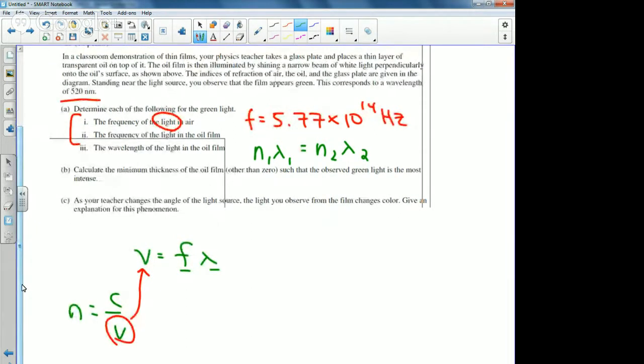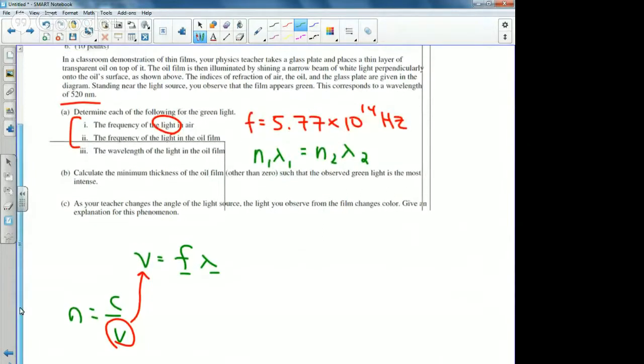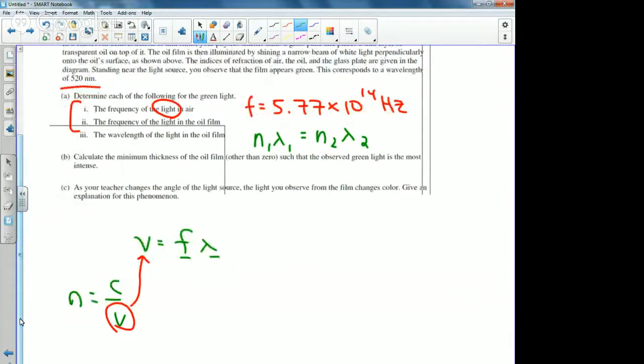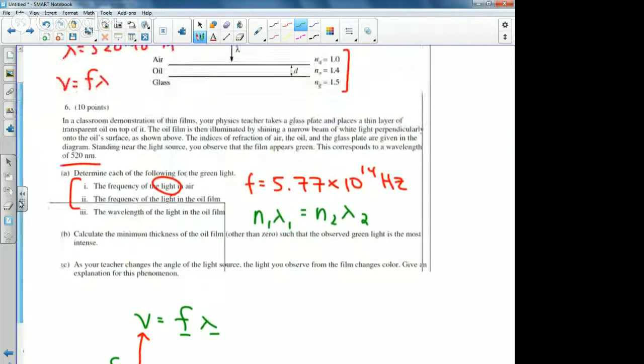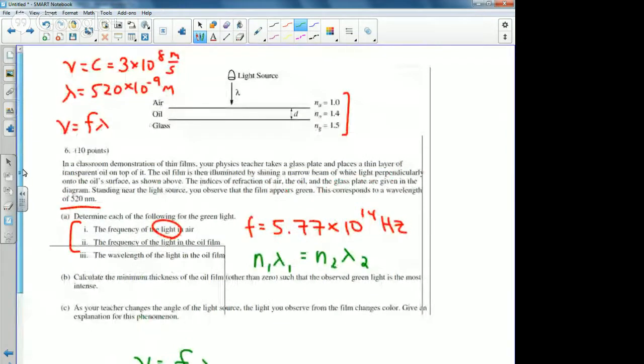Okay. Part B was the hard question. This is something I spent some time on with you guys, but I know it's still hard to understand. They asked us to calculate the minimum thickness of the oil film. Well, actually, can someone give me the lambda 2 first of all? What's the new wavelength? Just give it to me in nanometers. Or do you want me to do it myself? 371.43. Everyone got that?